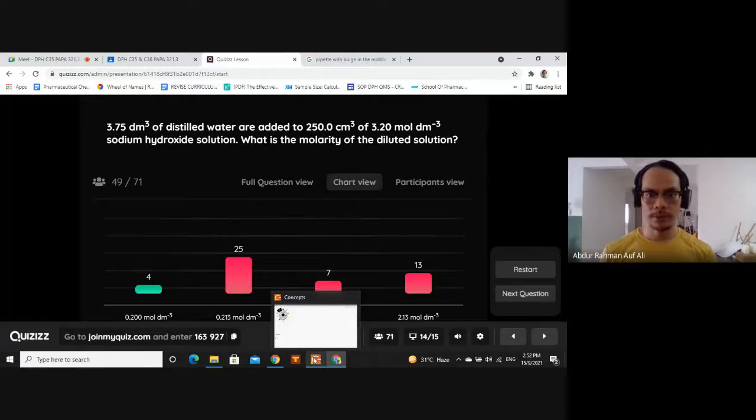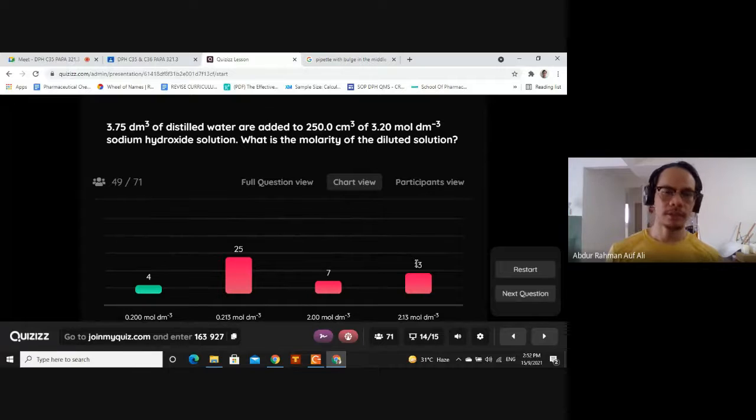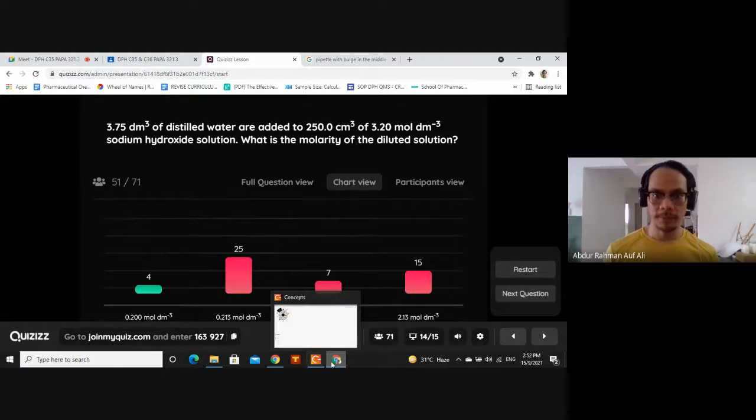So kenapa ramai yang jawab salah? Masih sebab conversion of unit. So kat sini kamu kena convert the unit. Kat sini the volume dia bagi dalam decimeter cubic. Kat sini dia bagi dalam centimeter cubic. Okay, so kamu kena, dia nak unit dalam decimeter cubic lah. Okay, tengok option kat sini semuanya dalam decimeter. So kamu kena convert this 250 to decimeter cubic. So how to convert? That's what saya bagi tadi.